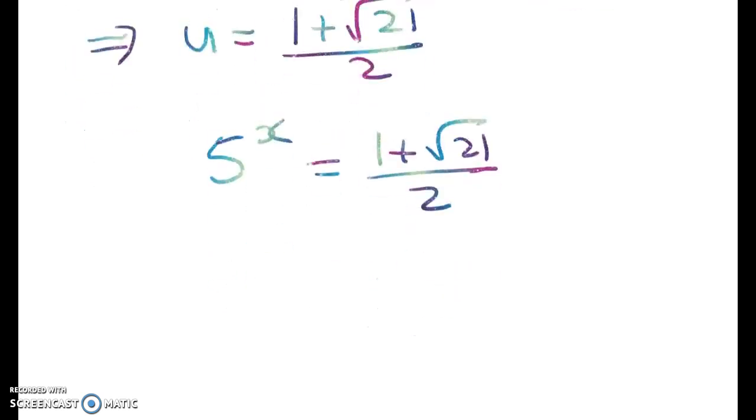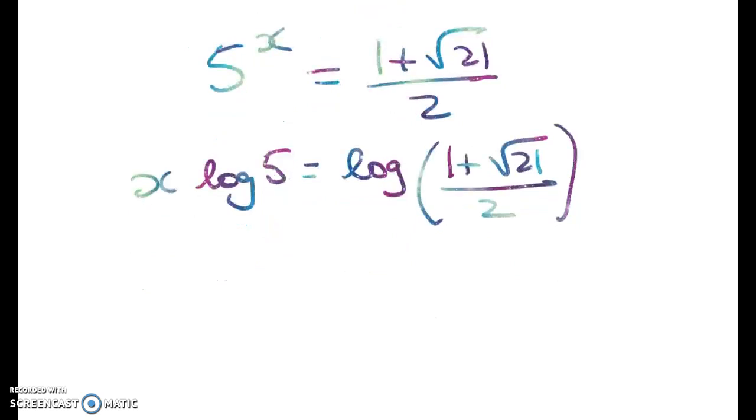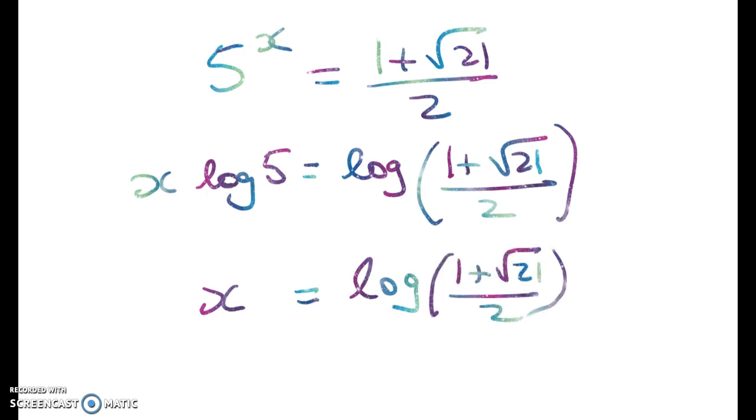I need to take logs of both sides. So x log 5 is equal to the log of this. It doesn't matter what base I use for my log, so I've just left that blank, which means that we're implicitly using log to base 10. So x is equal to this, so that's the exact answer.